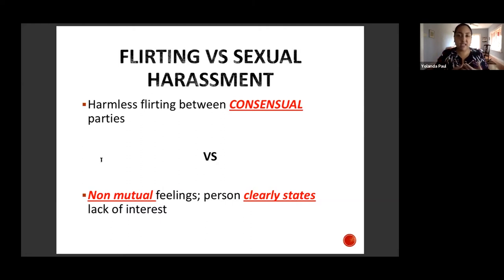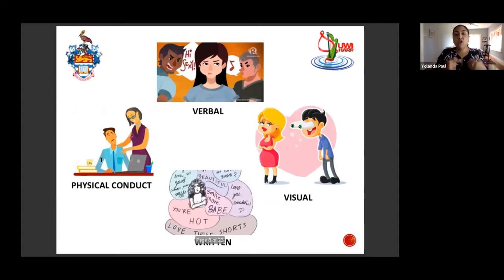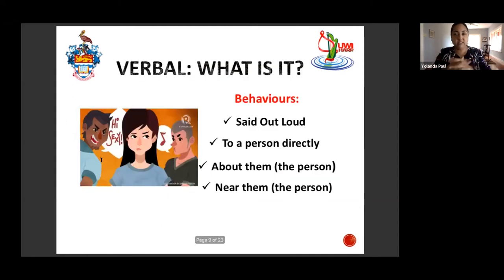So let's delve into a little bit about the different types of sexual harassment. We have four different types: verbal, visual, written, and physical conduct, all of which can happen to you at any point in time. It's not that one alone can happen to an individual, okay? So let's discuss the verbal first. So what is verbal? Verbal are behaviors, for example, saying something out loud.